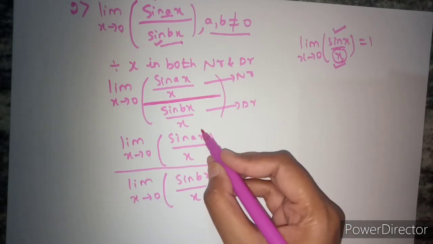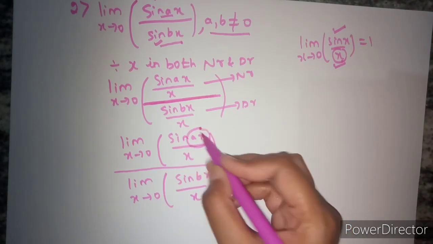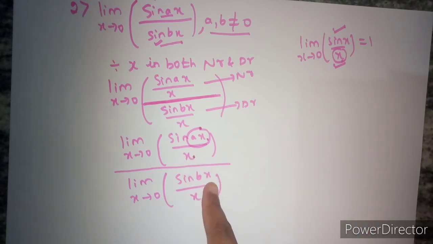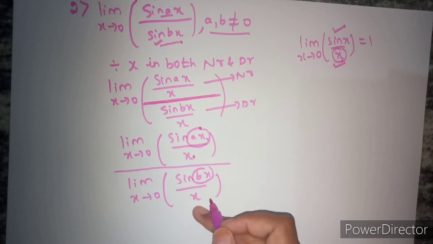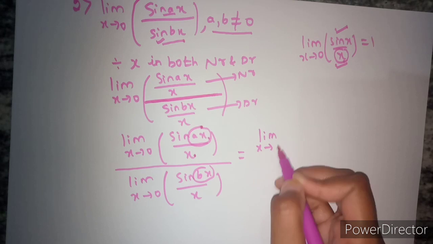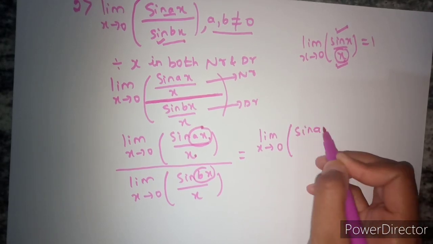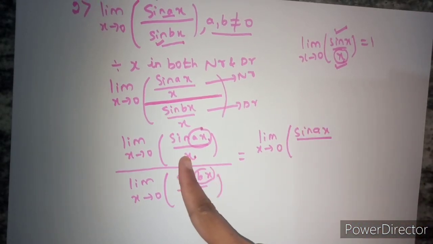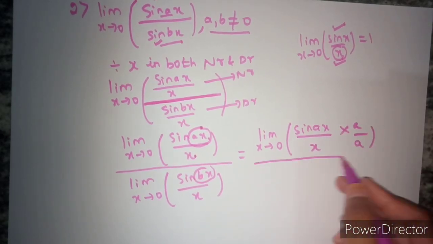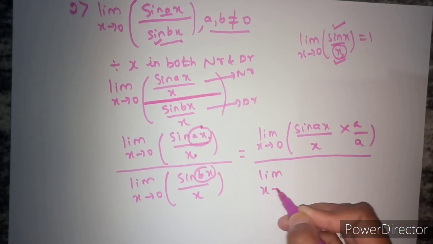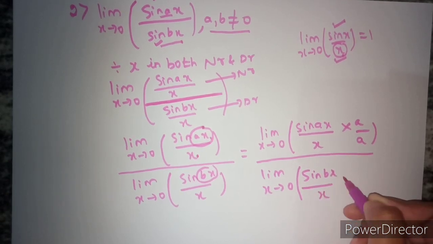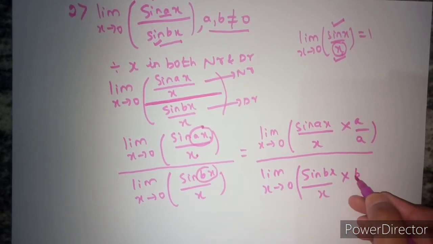So here the angle should be the same, right? Here we have x, and in the denominator we need ax, and again observe, in the denominator we have bx here. Here also we need bx. So what we have to do is multiply and divide by a, because here we need ax, right? So multiply and divide by a. Likewise here, limit x tends to 0 as it is, sin bx by x. Now here we need bx, right? So multiply and divide by b.